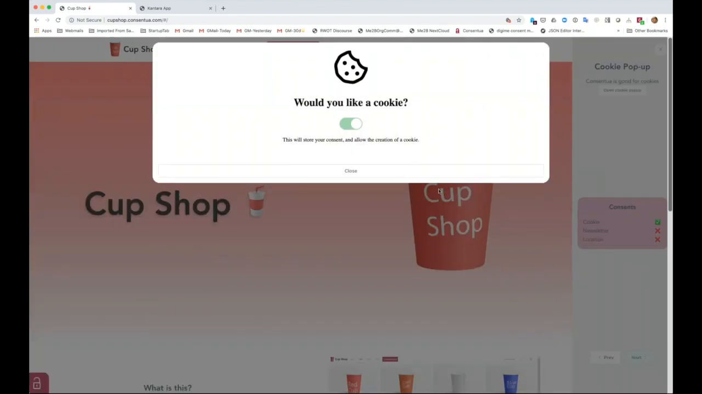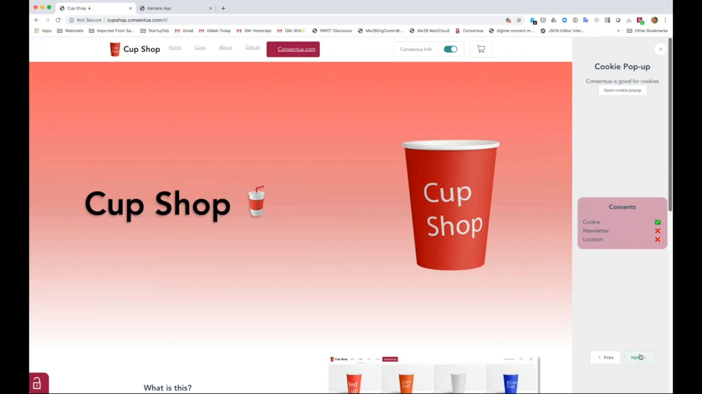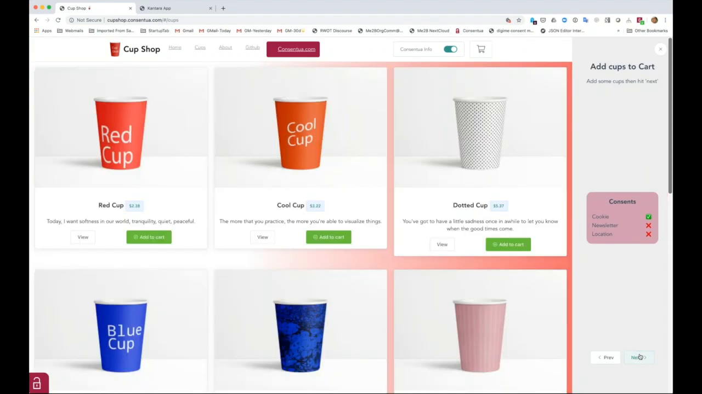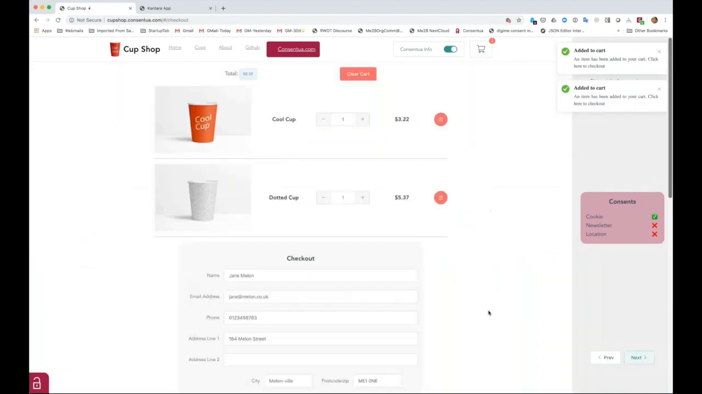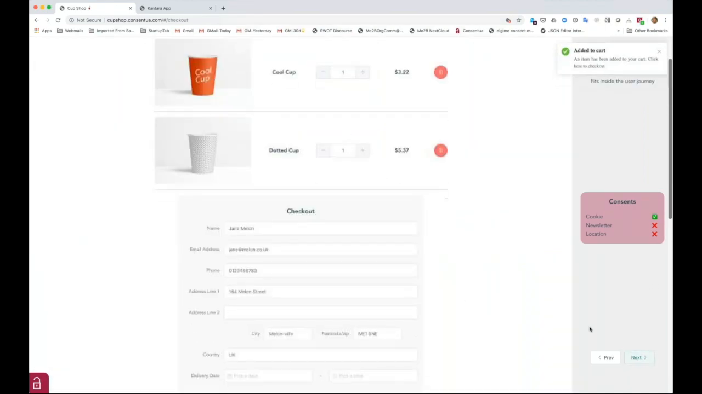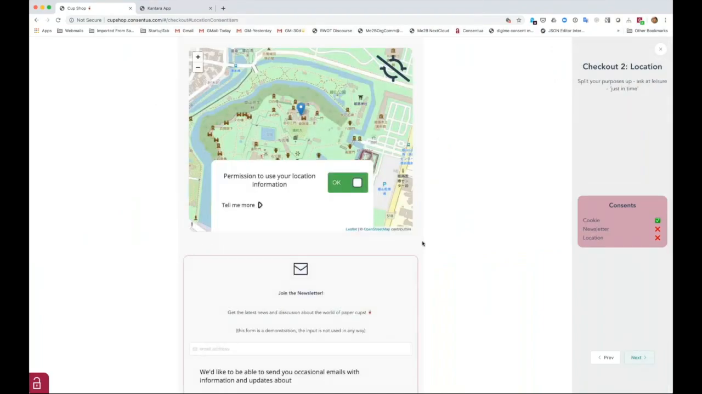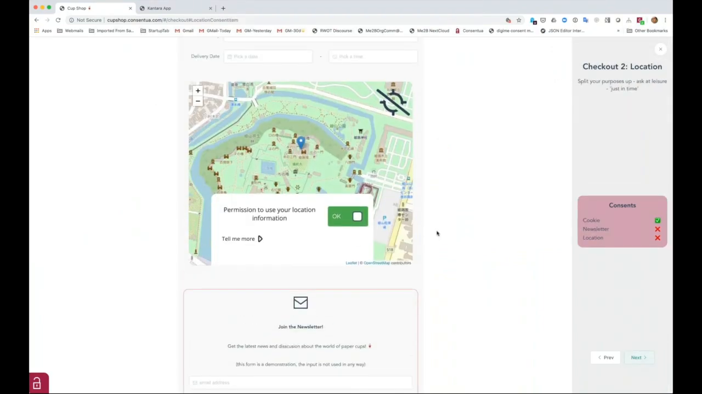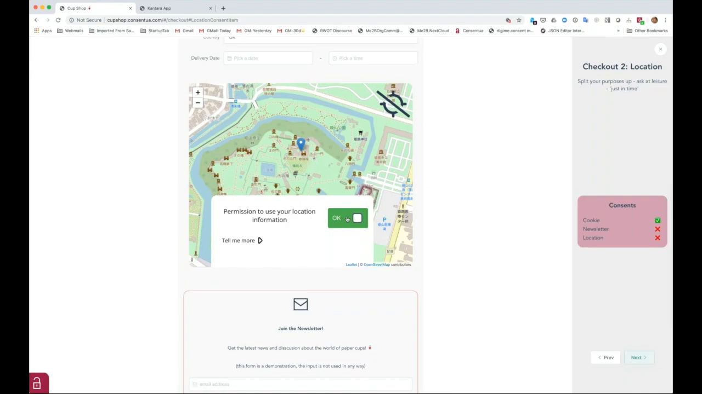So I'll just go next. Ask me for a cookie again. I'll say nothing. Okay, so we'll just add some cups to the cart. Fine. We will check out. Oh, Consentua is asking me, paper cup shop asks me for location information. Sure. And we'll wait a couple of heartbeats, and the number on the Consentua Chrome extension has gone up to 3.